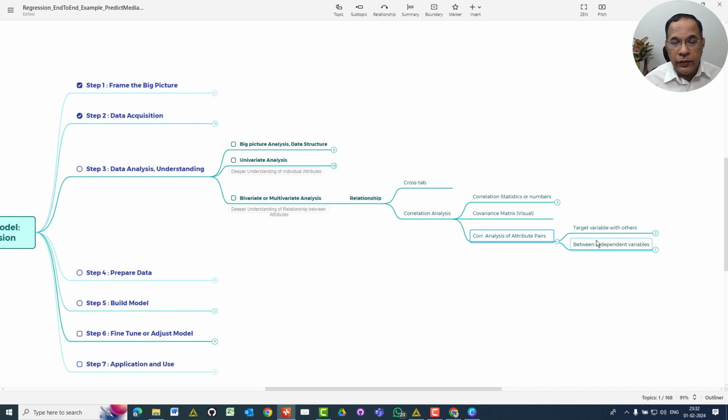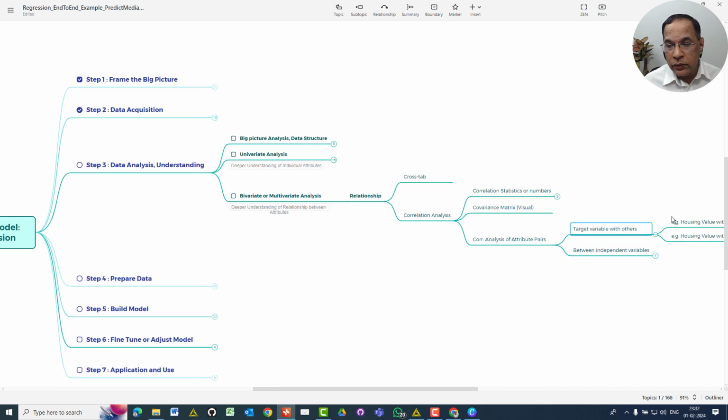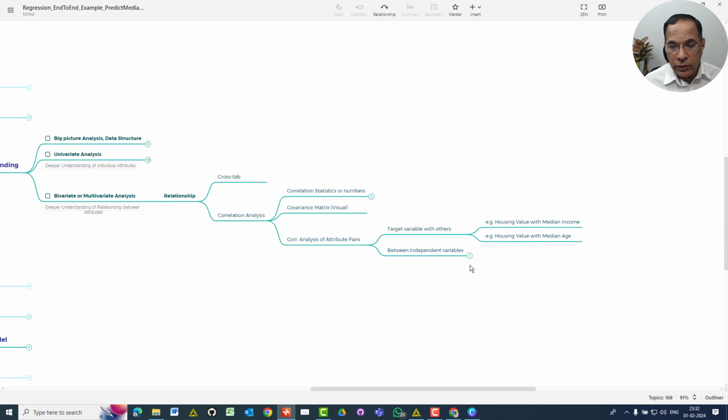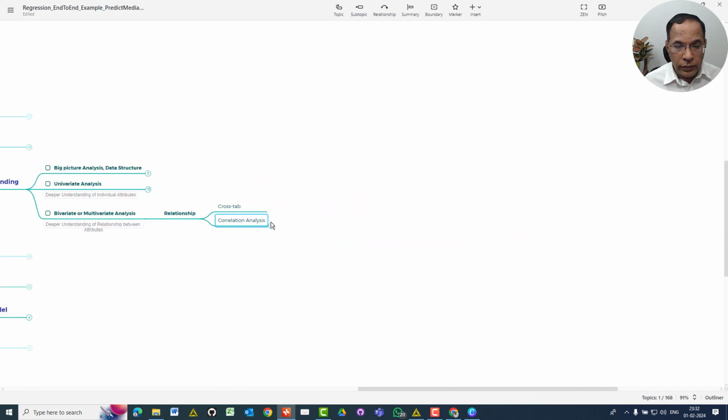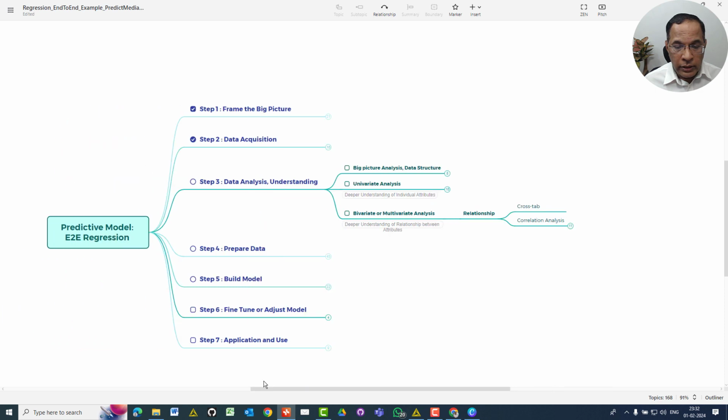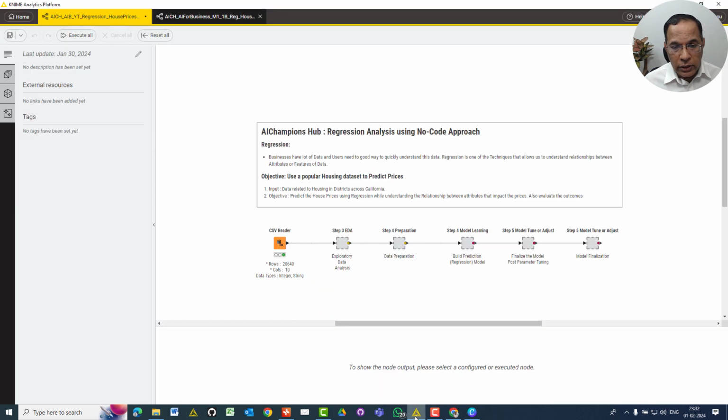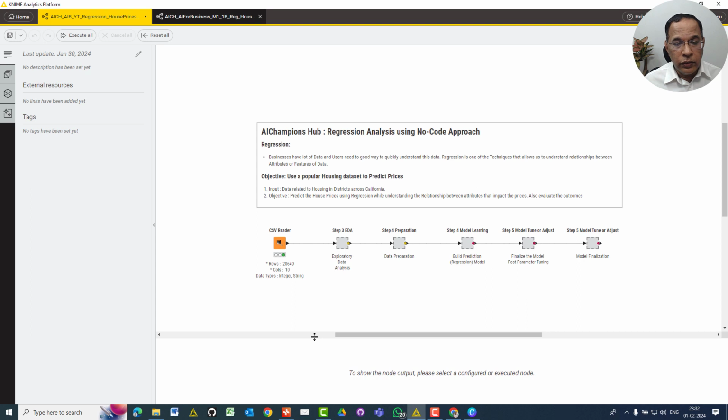So you may definitely want to do that to understand the nature of the relationship, what the data is telling me by way of analysis, and then between the attributes as well, you may want to do those kinds of analysis, right? So that is the sort of example I've talked about here, and you can go from there. All right. So we have done quick analysis from the perspective of the big picture, then univariate and bivariate analysis as well. Now let's go and look at the workflow that we are building.